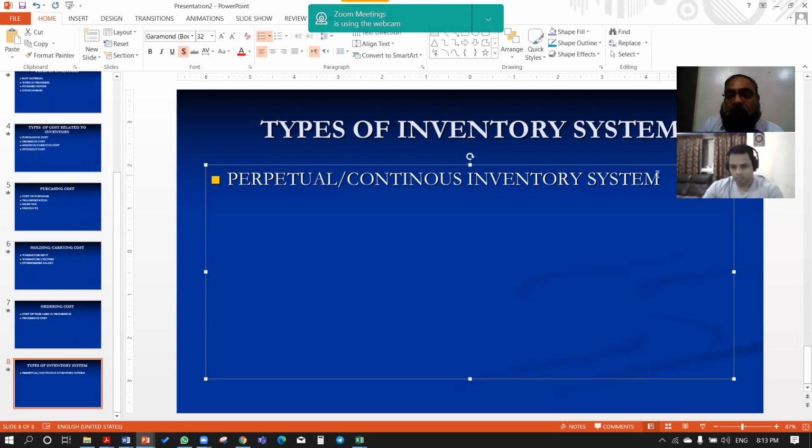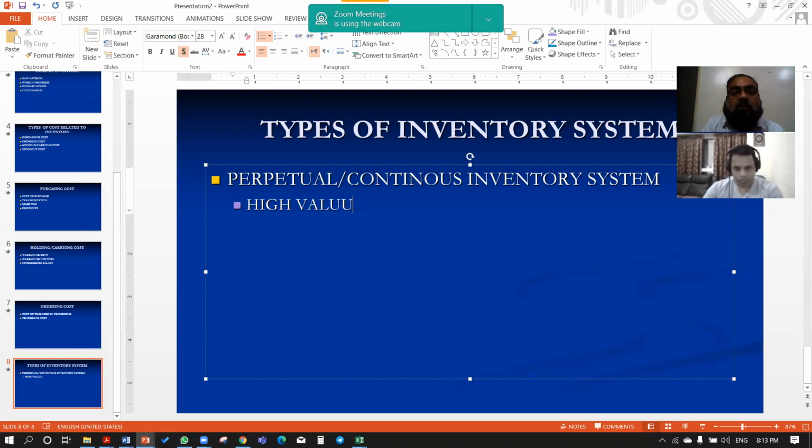If I write down here, it is possible for what? It is possible for high value items and infrequent sales, right? Non-frequent. So then we have the periodic inventory system.